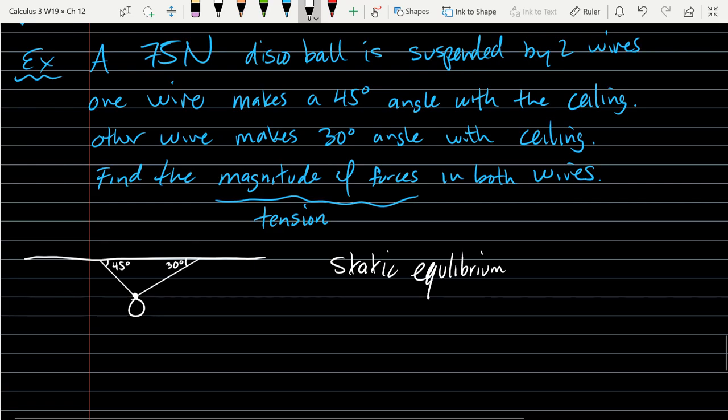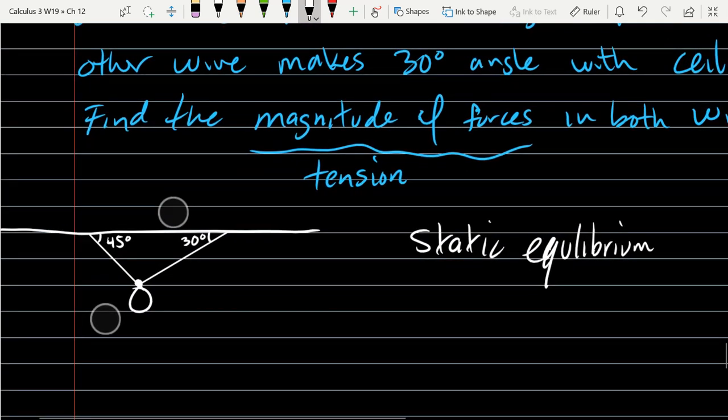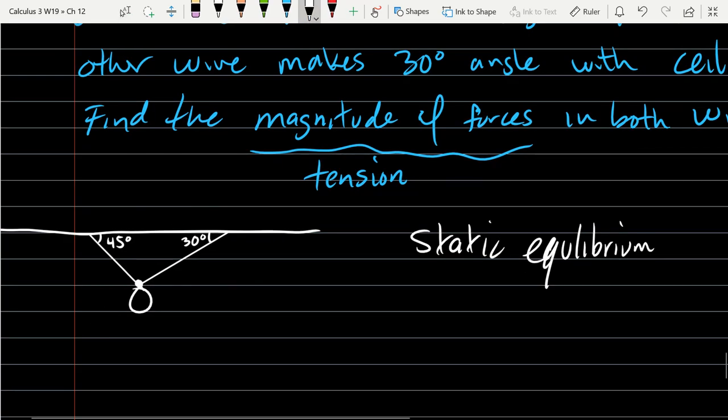What does static equilibrium mean about the forces? Sum of the forces equals zero. The sum of the forces, you add all the forces, and you better get zero. If you don't get zero, something's moving, or you did your computation wrong. Well, if both of these forces are pulling in the upwards direction, how can the disco ball be not moving? So what's the extra force? The weight or gravity pulling down. So there's a third force.